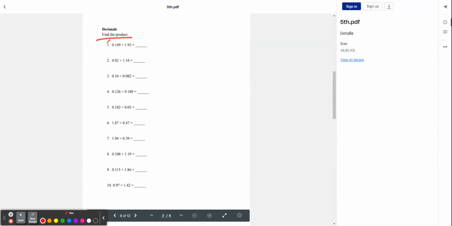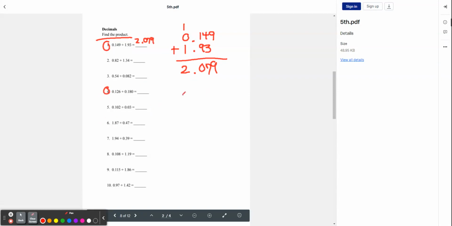Decimals. Find the product. Let's try 1. When we're adding with decimals, we have to line up the decimal points. Then we're going to write the decimals. Now we can add. 9 plus 0 is 9. 4 plus 3 is 7. 1 plus 9 is 10. Carry over. 1 plus 1 is 2. And we're going to line up the decimals. So the decimal point for our answer is going to be right here. So the answer is 2.079.